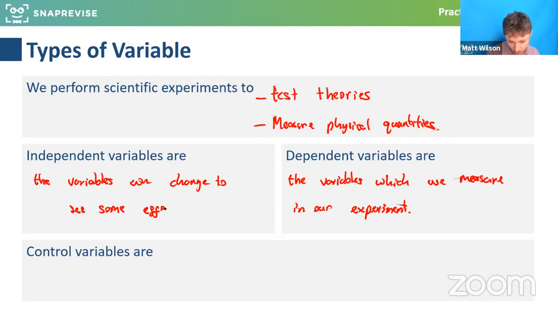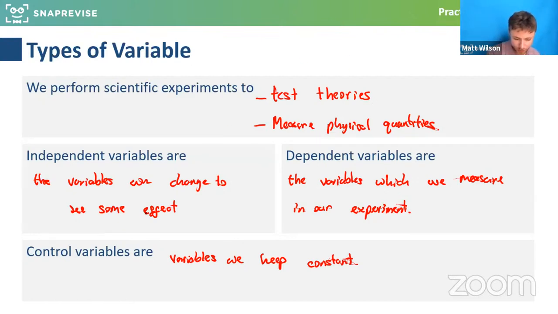Okay. Yeah, no worries. Yeah, absolutely right. And control variables are variables we keep constant. So maybe it's probably worth thinking about an example here. So variables we keep constant. Okay, so let's think about an example.